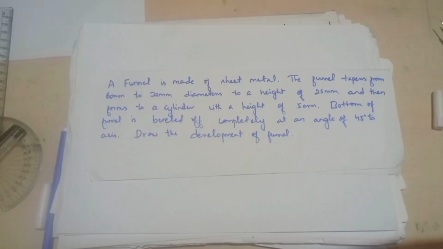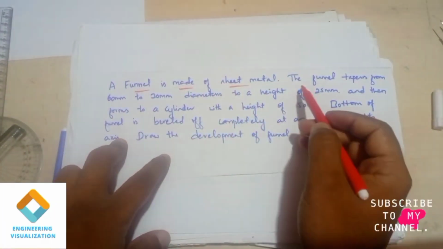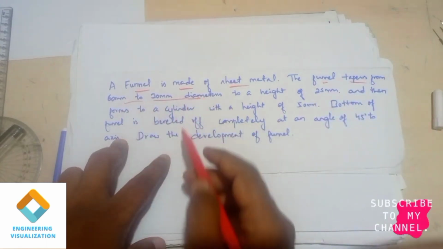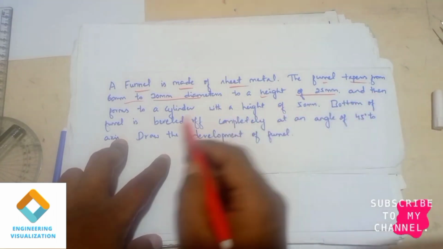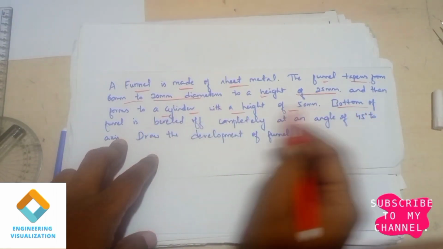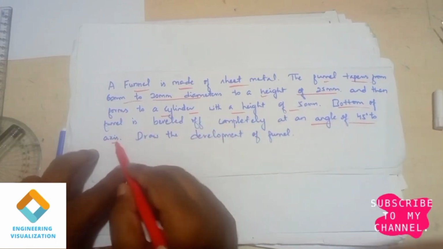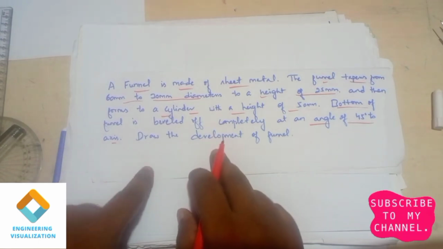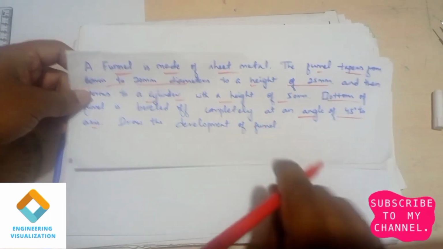Okay, so welcome to engineering visualization. Today we see a funnel problem. So here in the question, the funnel is made up of sheet metal. The funnel tapers from 60 to 30 mm diameter to a height of 25 mm and then forms a cylinder with a height of 50 mm. The bottom of the funnel is beveled off completely at an angle of 45 degrees to the axis. Beveled off means we need to cut it at an angle of 45 degrees from one of its corners. So draw the development of the funnel.